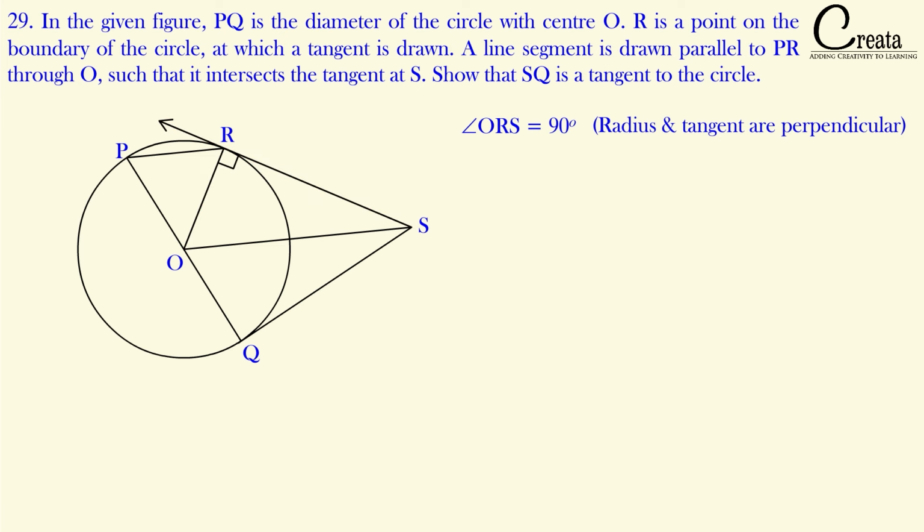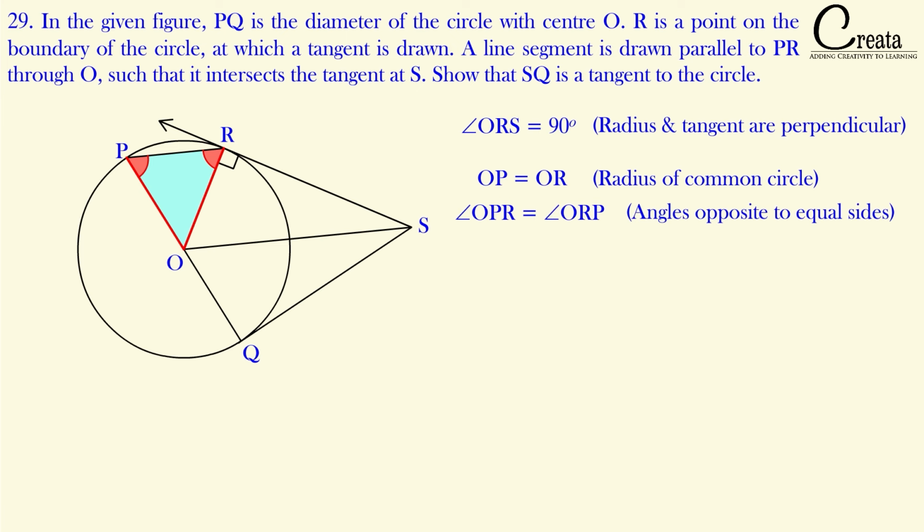Further, are you able to observe this triangle, the triangle OPR? Here OP and OR both are radii of the circle, so both will be equal to each other. OP is equal to OR. And in a triangle, we know the property: the angles opposite to equal sides are equal to each other. So these two angles will be equal to each other.